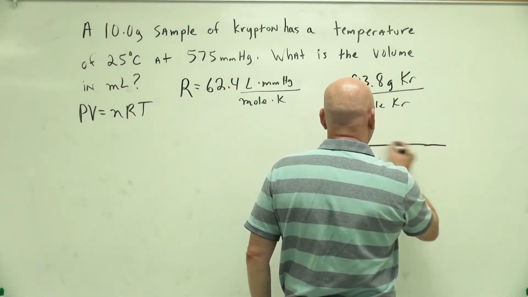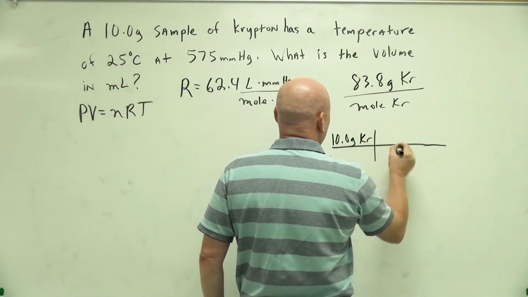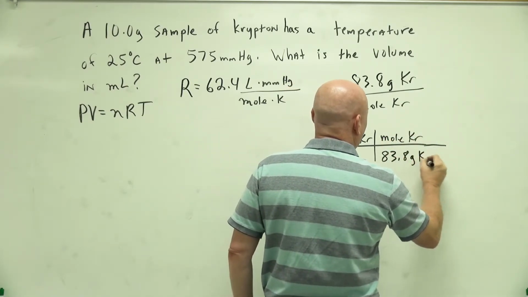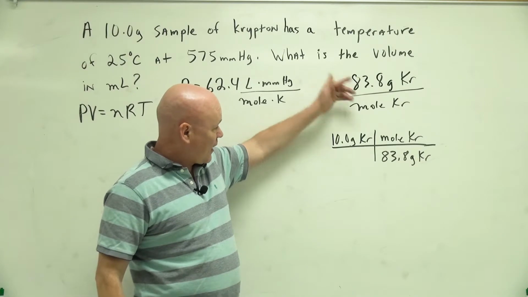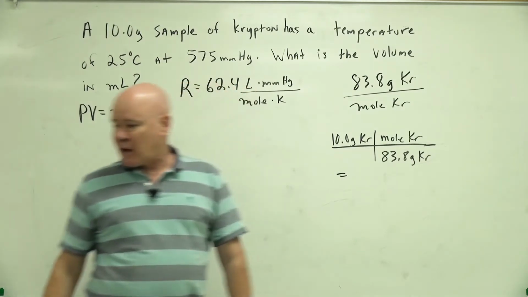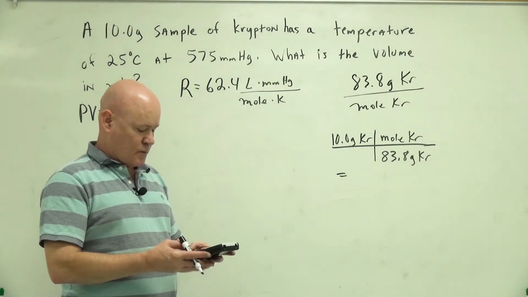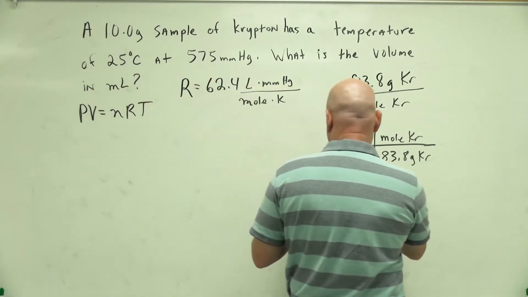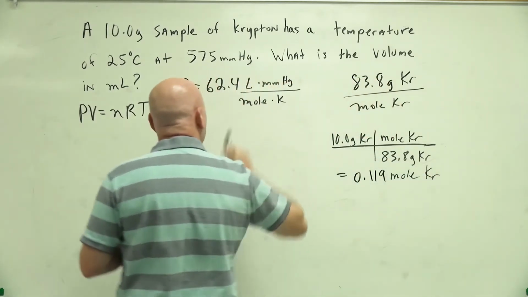And so I'm going to find the number of moles of krypton. We have 10.00 grams krypton, and a mole of krypton is 83.8 grams krypton. Once again, always making sure that we use our molar mass as a conversion factor. I had to flip it over to get the grams krypton to match up with the grams krypton. And let's go ahead and put that in our calculator. We have 10.0 divided by 83.8, and I get 0.119 mole krypton.